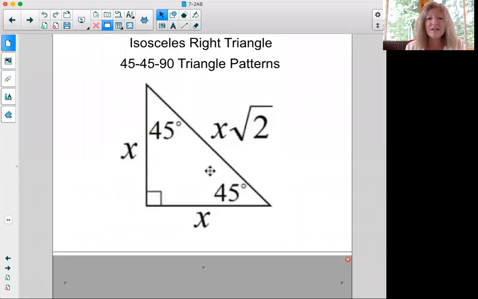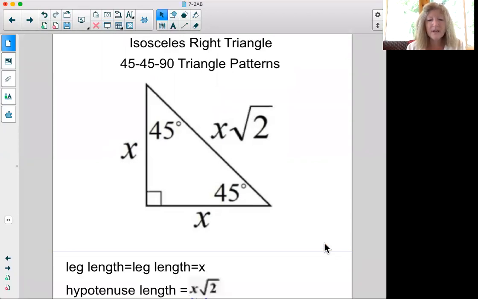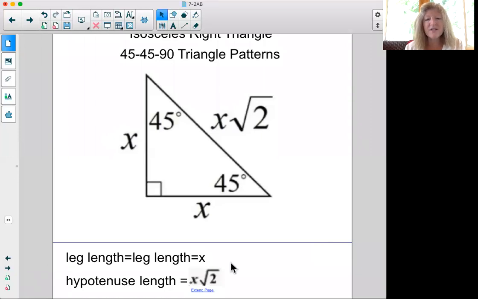When you have an isosceles right triangle, the two legs will be equal, and the length of the hypotenuse is always the length of the leg times root 2. Now remember, root 2 is an irrational number, so you can either leave your answers in radical form or you can round to a decimal in tenths or hundredths position. And so the leg lengths are equal in an isosceles triangle, and to find the length of the hypotenuse, you just take whatever the leg length is and multiply it by root 2.